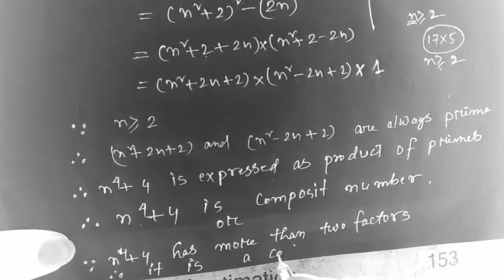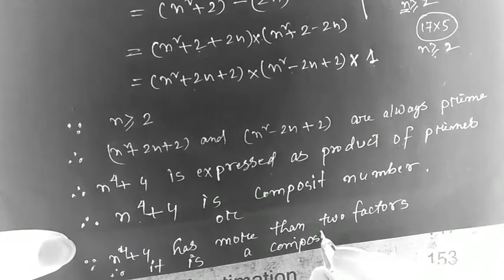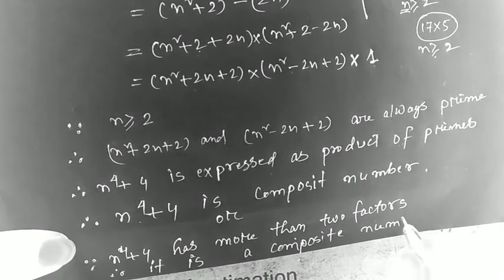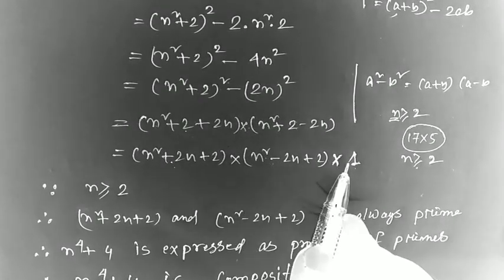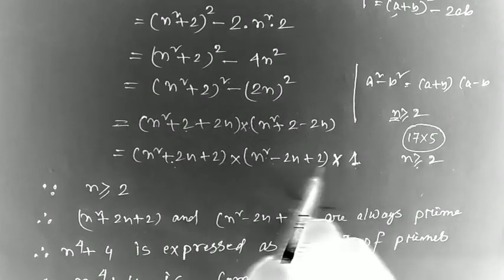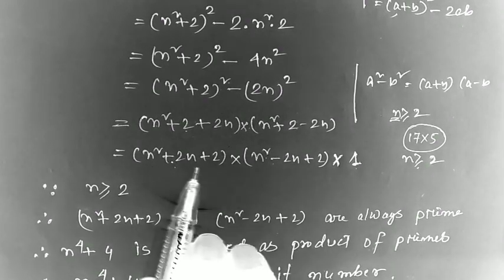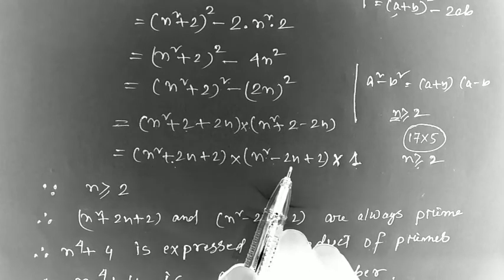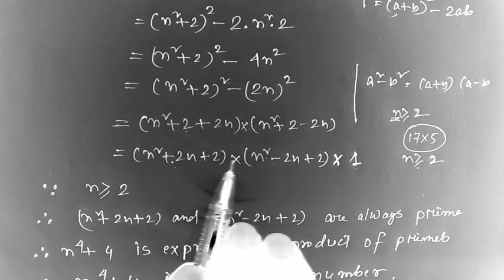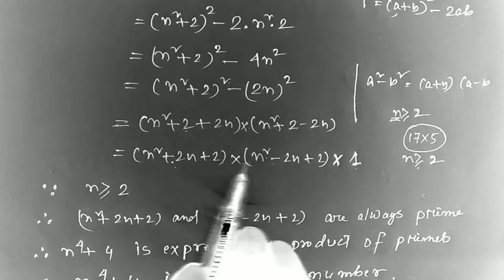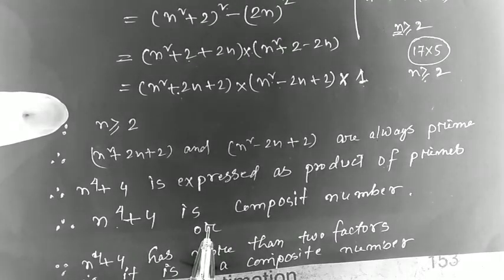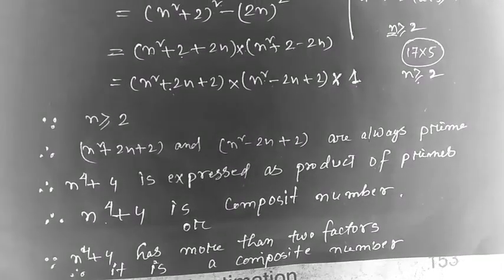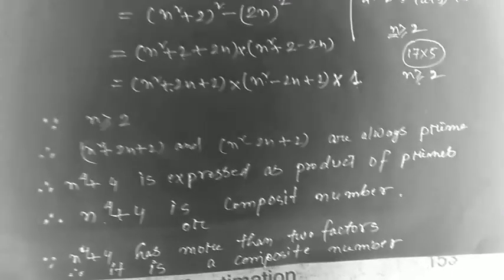Or you can write it this way also: n square plus 2n plus 2 into n square minus 2n plus 2. If we give a product 1, is there any problem? No, because I have just multiplied one more number 1. Now see, this number has more than 3 factors. This is one factor, this is one factor, and this is one factor. So since this number has more than 2 factors, the given number is a composite number. No?